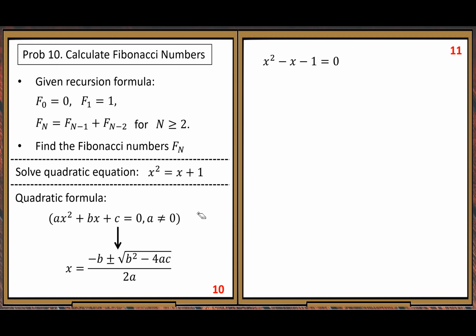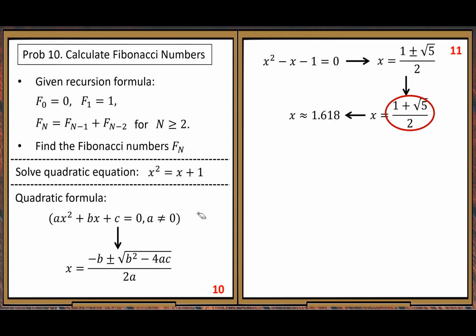A is 1, the square coefficient. B is -1, and C, the constant term, also -1. Let us just plug into our quadratic formula, and after a little simplification, we have this: 1 plus minus root 5 over 2. Two possible solutions. The first one, 1 plus root 5 over 2, but the second one is 1 minus.